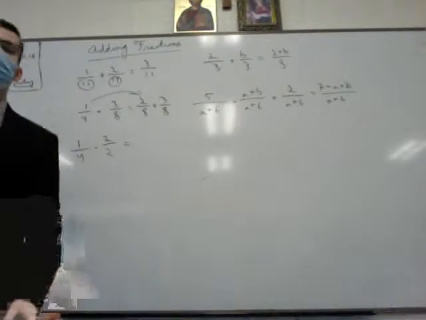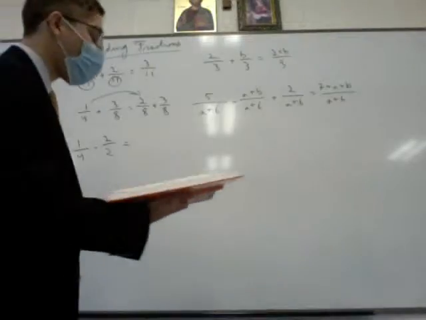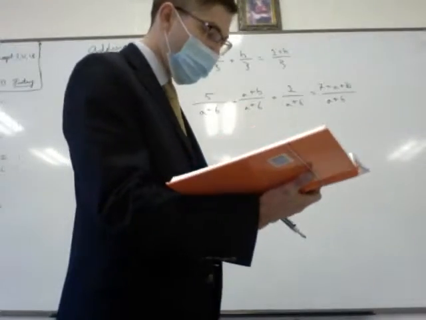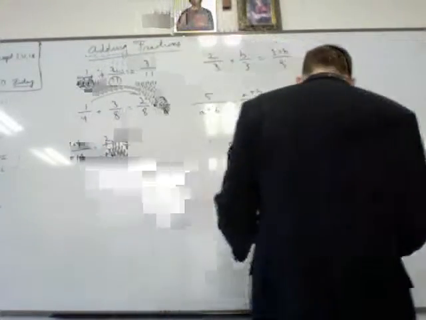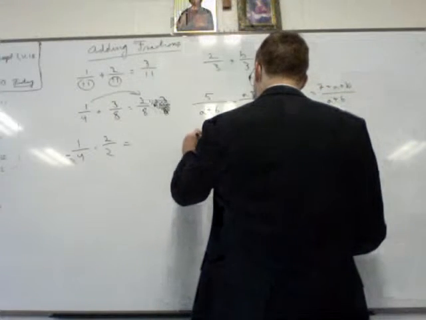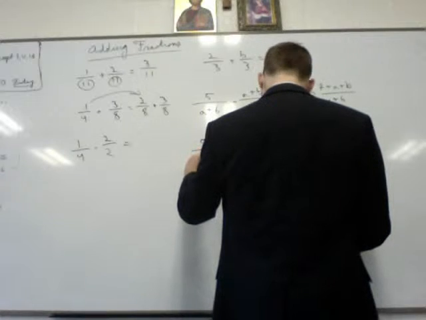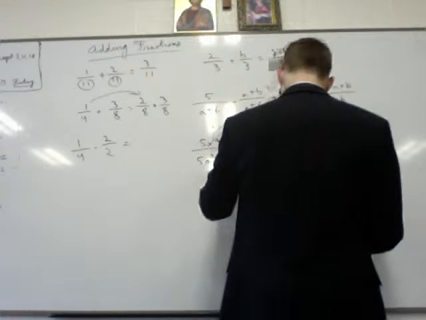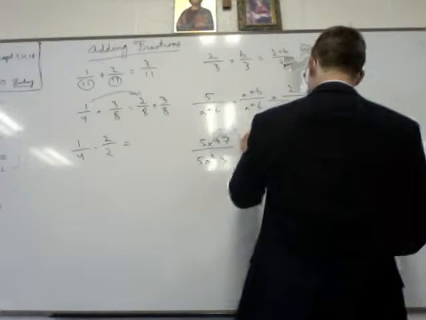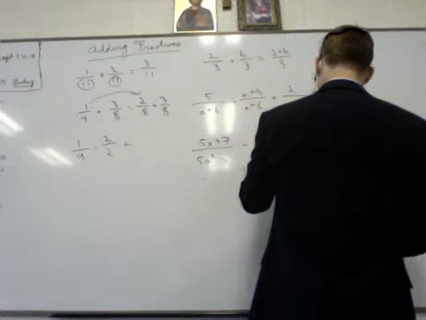Okay, it doesn't matter how complicated the bottom or the top is. So let's do one other example. We've got 5x plus 7 over 5a squared x, minus 3x minus 2 over 5a squared x.